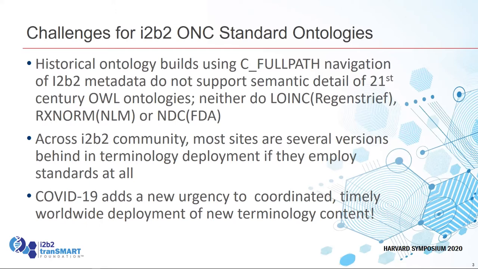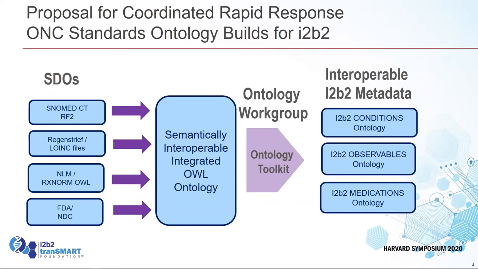In our GPC network, in the Midwest, surveying across sites, one thing I noticed was that various versions of these standard ontologies were deployed by site. It's related to the fact that they're expensive to build and maintain, and updating them is a real pain. And on top of all of this, COVID-19 added a new urgency in terms of getting new terminology additions to those ontologies deployed into I2B2. I mentioned earlier that some of us are interested in the ontology work group on being able to keep these ONC ontologies integrated into I2B2 and up to date and current.